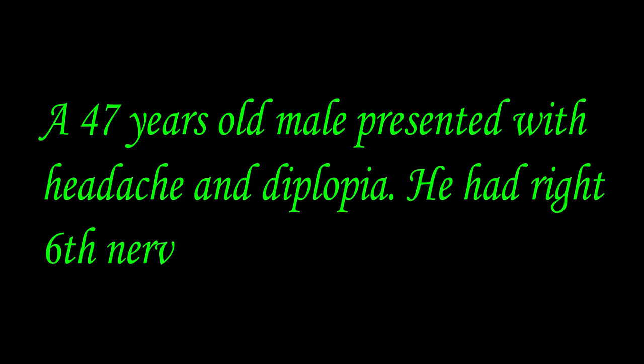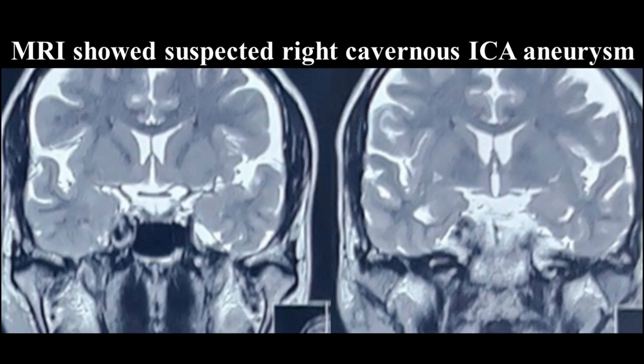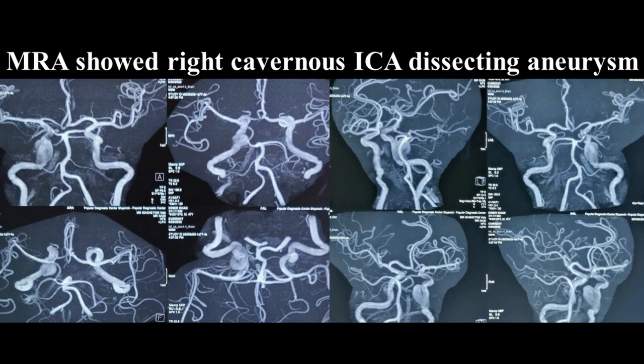A case of a 47-year-old male presented with headache and diplopia. He had right-sided sixth nerve palsy. MRI of the brain showed a suspected right-sided cavernous segment of ICA aneurysm. MRI showed the right-sided cavernous ICA dissecting aneurysm.